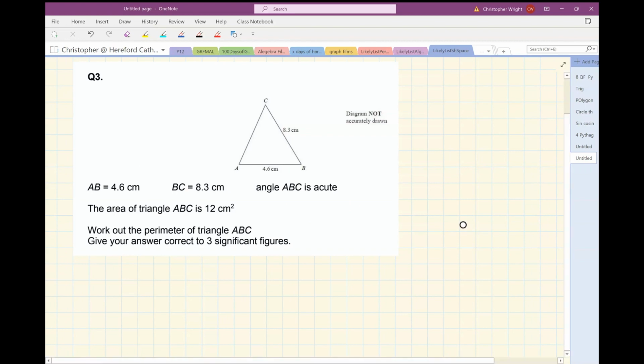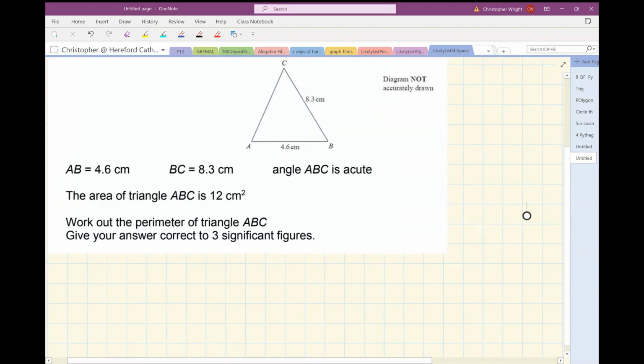Okay, question 3. I've got a triangle here, and I've got AB is 4.6, BC is 8.3 and angle ABC is acute. All of those are as on the diagram. And I'm told here that the area of the triangle ABC is 12 centimetres. That immediately makes me think that we might be using the area formula, that the area is a half ab sine C, which of course is on the top of the paper. Right, question is, work out the perimeter of triangle ABC.